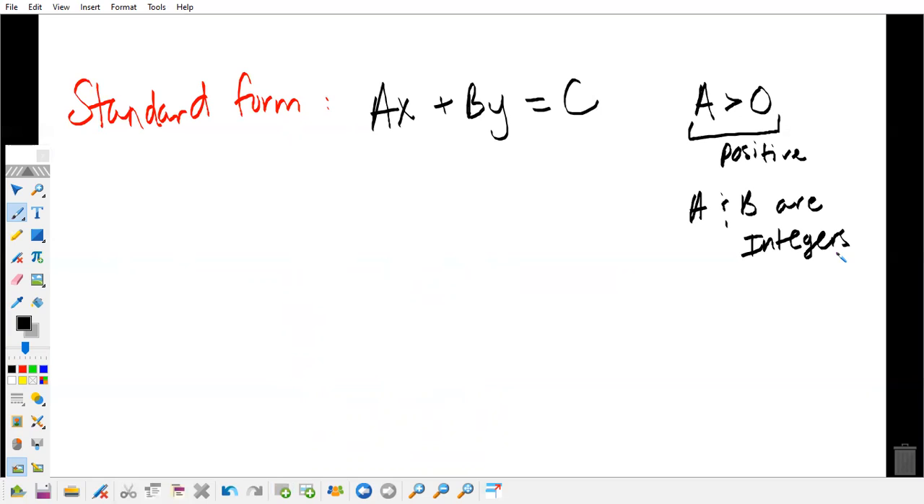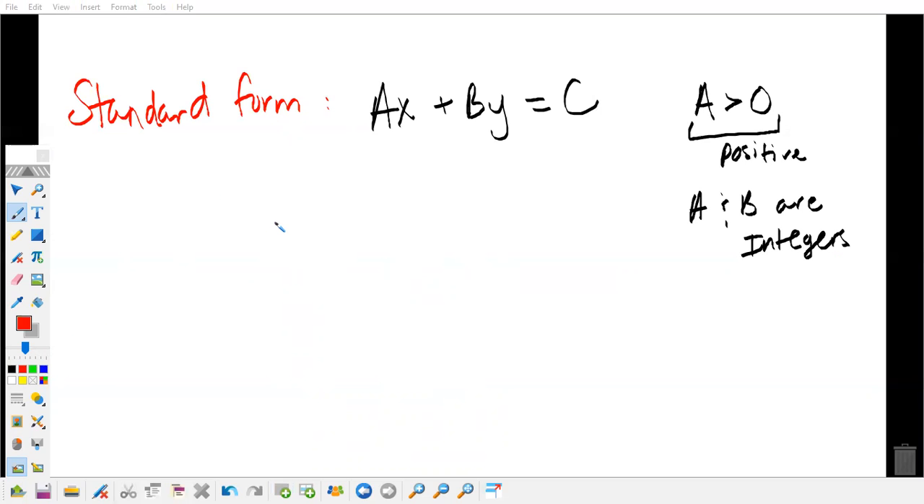They're your whole numbers, right? Your whole numbers and their opposites. So you can't have a fraction or a decimal as A and B. Does that make sense? So in standard form, A is always positive, and A and B are integers. And that is your standard form.